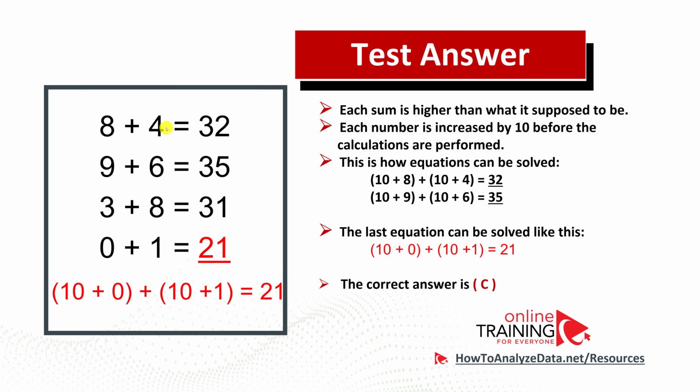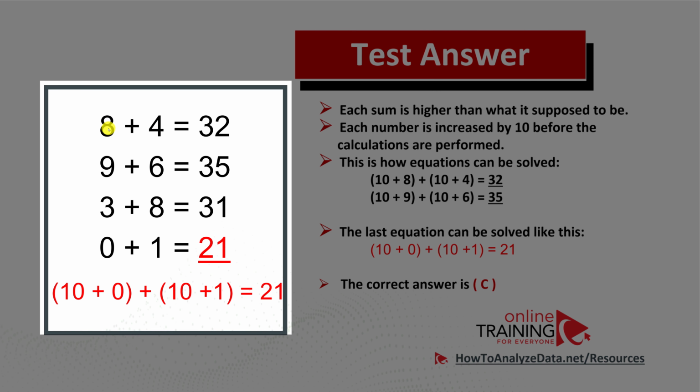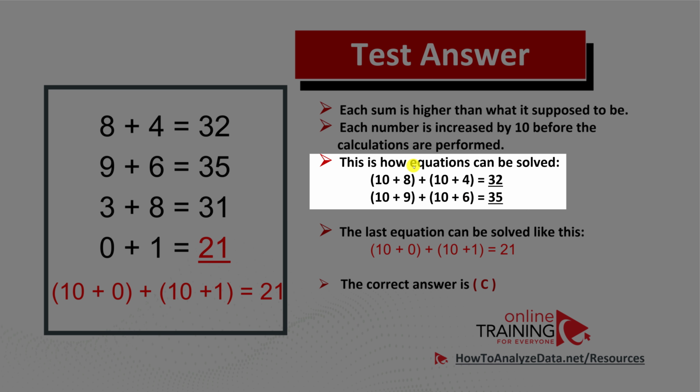Now, continuing with this logic, basically what's happening is that each number is incremented by 10 before the calculations are performed. For example, 8 plus 10 is 18, and 4 plus 10 is 14. 18 plus 14 equals 32. Same calculations are done with the second, third, and fourth equations. For example, 19 plus 16 equals 35.